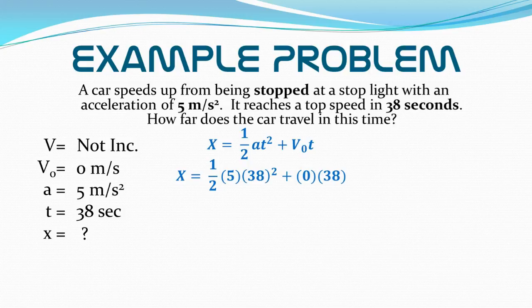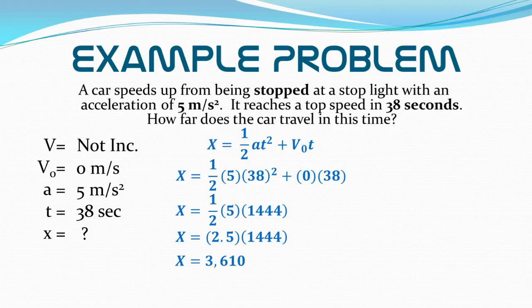Now it's just order of operations. I saw right away that 0 times 38 was going to be 0, so that canceled out. 38 squared is 1,444. 1/2 of 5 is 2.5. 2.5 times 1,444 is 3,610. That seems like a reasonable distance for a car that's accelerating. However, I need a unit. That's going to be meters. Displacement is in meters.